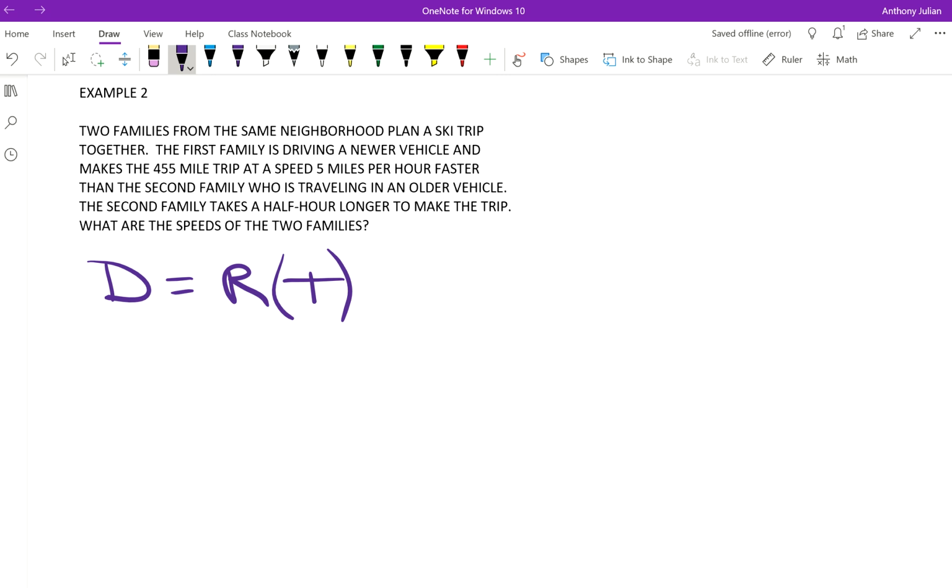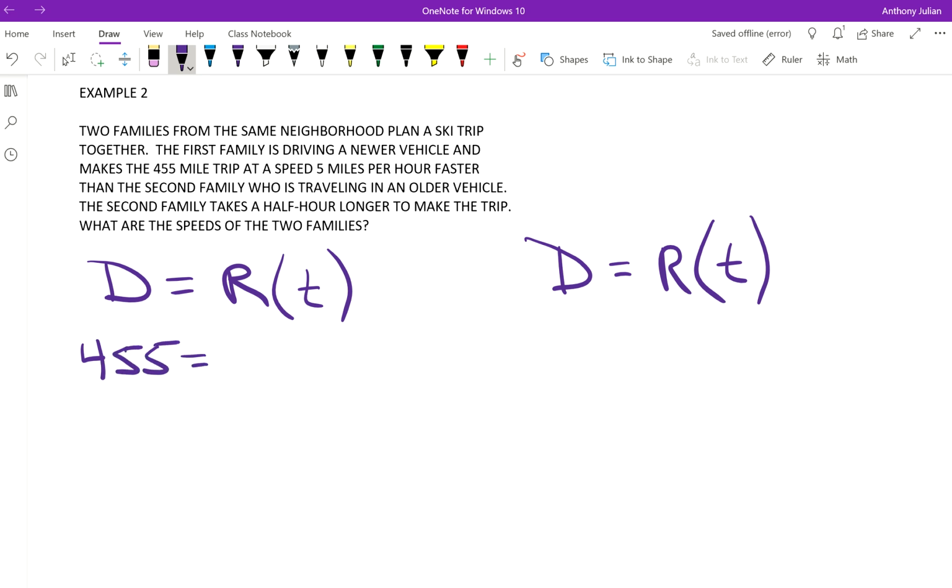That's a T. Distance equals the rate times the time. And there's two families here, so let's write it down twice. Distance equals the rate times the time. That's what I want there. I'm fussy about my T's. All right, and let's fill in what we can. The first family is driving a new vehicle and makes the 455-mile trip at a speed 5 miles per hour faster than the second family. So that means the first family, I'll say the first family is over here, is going 455 miles at a rate R times time.